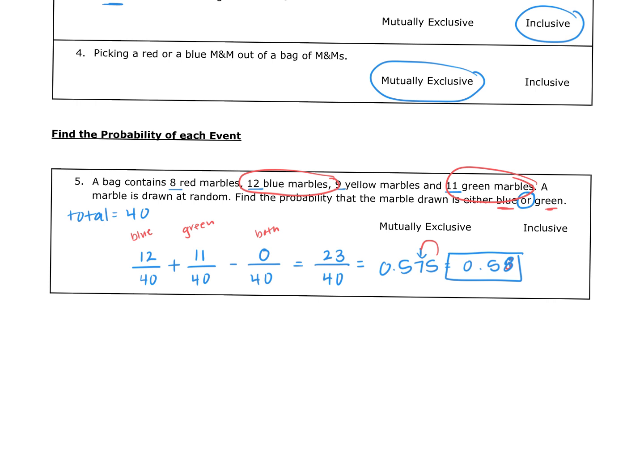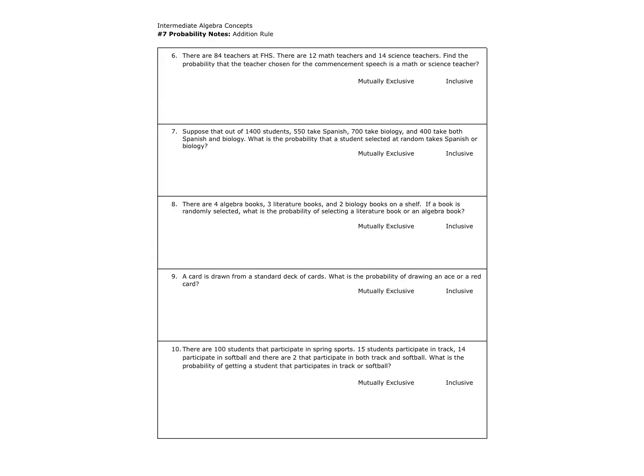Okay, now I have to decide if it's inclusive or exclusive. I can look at this number right here. If that number is a 0, that's going to be exclusive because they do not impact each other. So if it's a 0, it's going to be exclusive. So we would just circle that one. If it was any number other than 0, it would be inclusive. Okay, let's try another one.